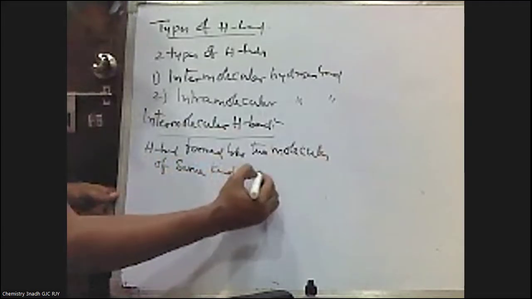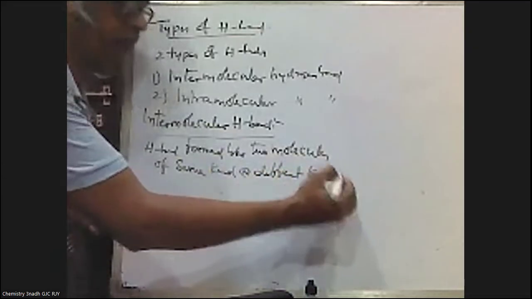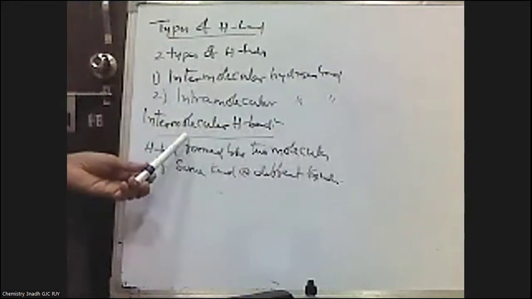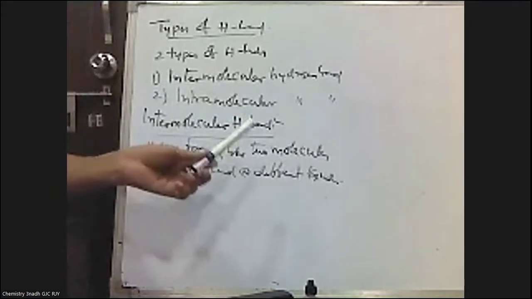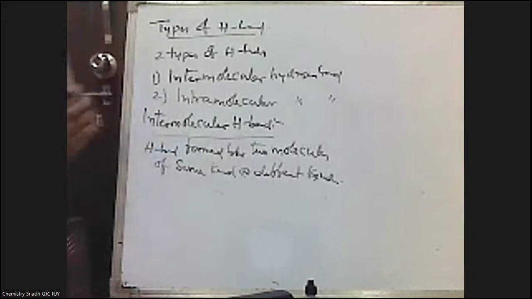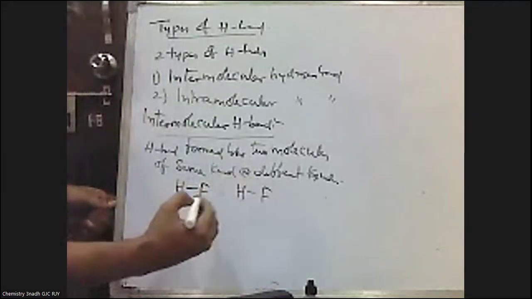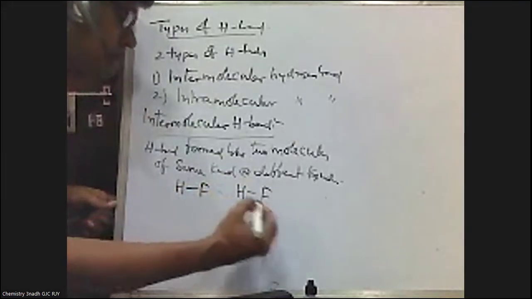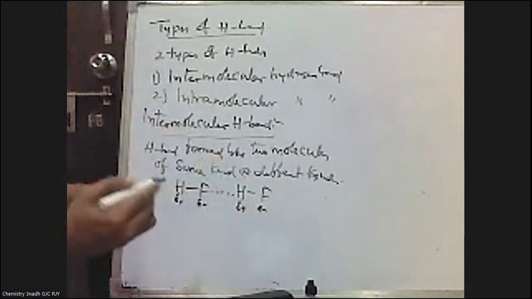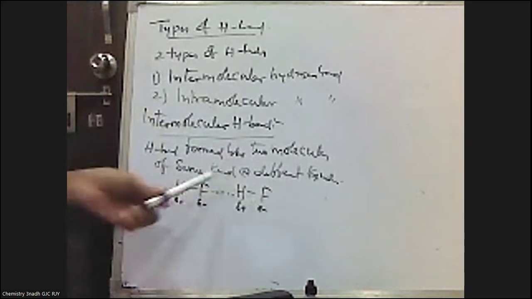of the same kind or different kinds is called intermolecular hydrogen bond. So intermolecular hydrogen bond is the hydrogen bond formed between two different molecules of the same kind or different compounds. For example, this is one HF molecule, this is another HF molecule. We know that hydrogen is getting partial positive charge and fluorine is getting partial negative charge, right? So there is electrostatic attraction. Here hydrogen bond is formed between two different molecules of the same kind.